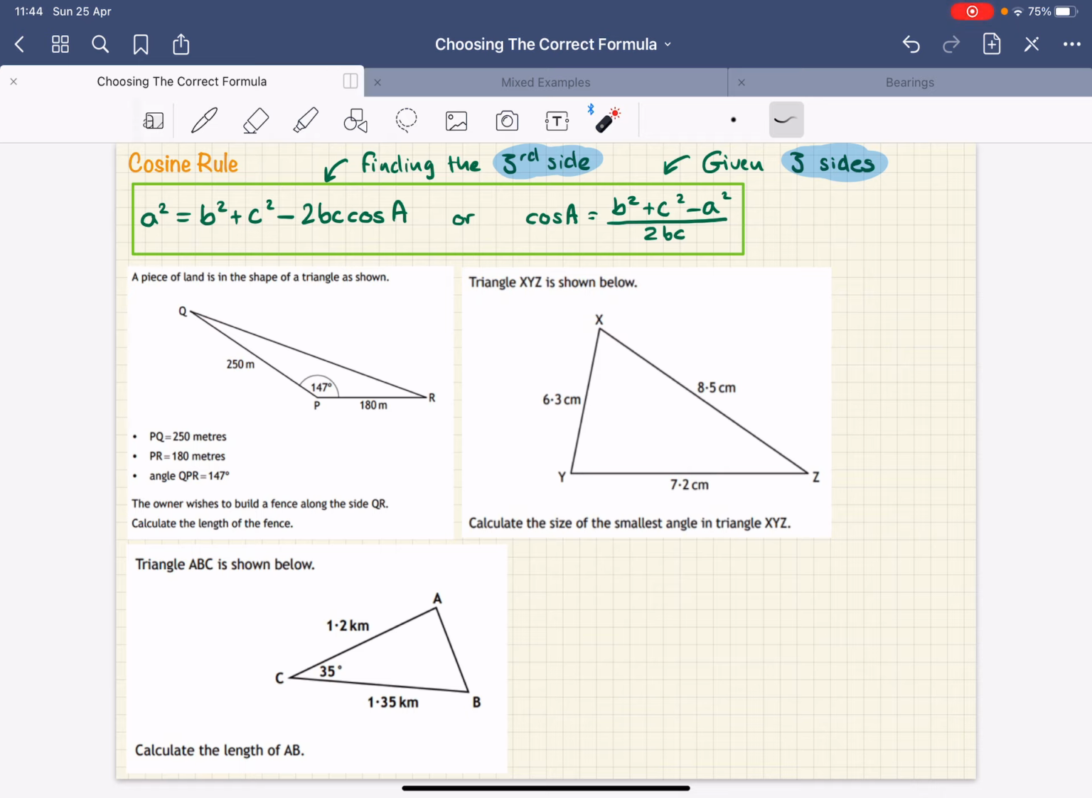For the next one, we know three of our sides and we're being asked to find an angle. And because all three sides are known, it's that cos A formula. And then for the last one, calculate the length of AB. Well, again, we know one side, we know the second side, and we are being asked to find the third side. So that means it is our cosine rule.